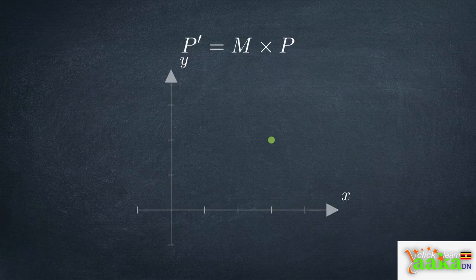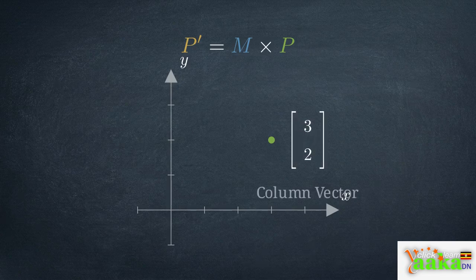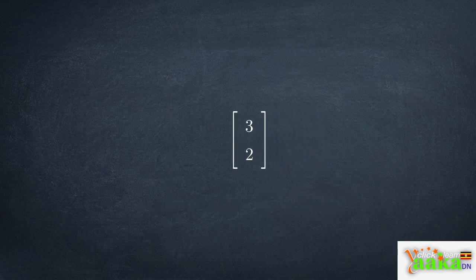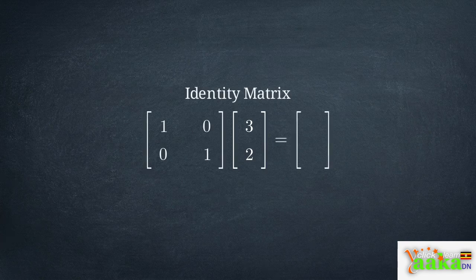To shift an object on a grid, we use a simple formula. The image, the new location, equals the transformation matrix multiplied by the object's original position. To make this math work, coordinate pairs, like 3, 2, must be stacked vertically into what we call a column vector. Before we move anything, we have to establish a mathematical home base.